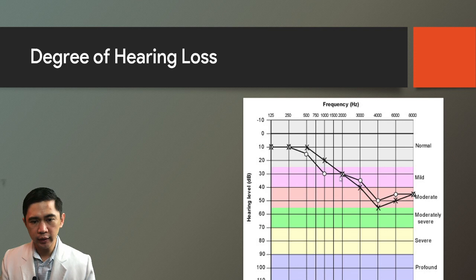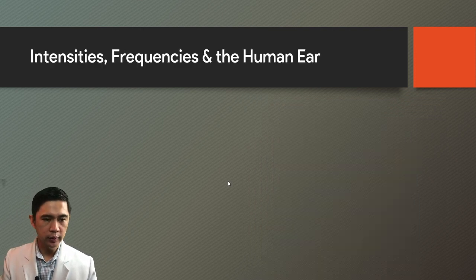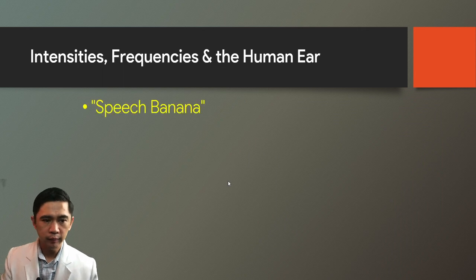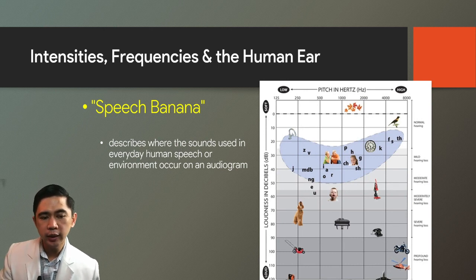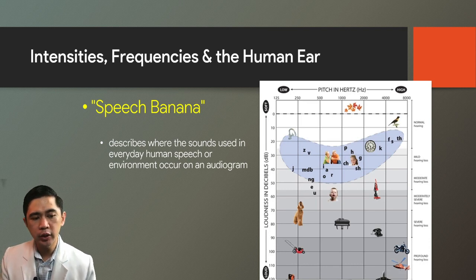So this is the pattern we see. You can hear at lower tones and worse on higher tones. What does it mean? Sometimes we put it in the speech banana. The speech banana is a figure which describes where the sounds used in everyday human speech or environment occur in the audiogram.